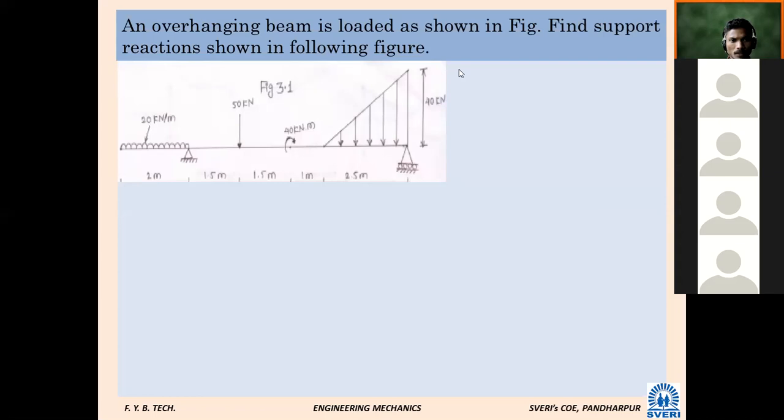Simply supported beam? How come simply supported? Read what is written in the statement. And overhanging beam, sir. Sorry. Then what is the type of beam? Overhanging, as simple as this. 62, yes, roll number, sir.